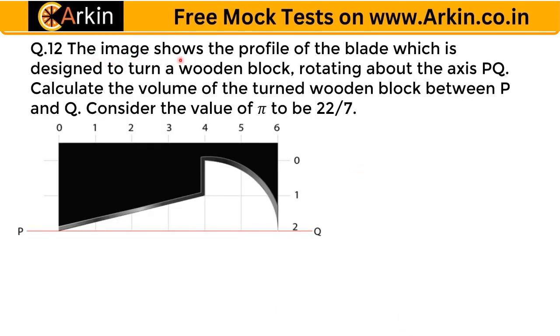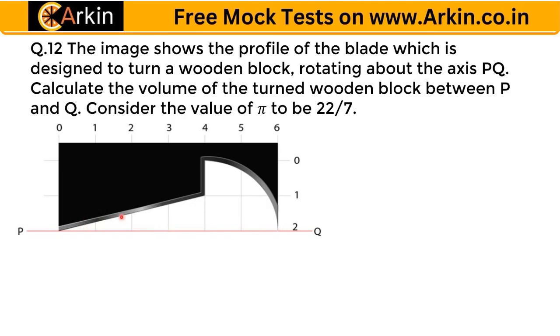The image shows the profile of the blade which is designed to turn a wooden block rotating about the axis PQ. So this is the blade profile, which will rotate around PQ, and we have to calculate the volume of the turned wooden block between P and Q, and the value of pi is 22/7.